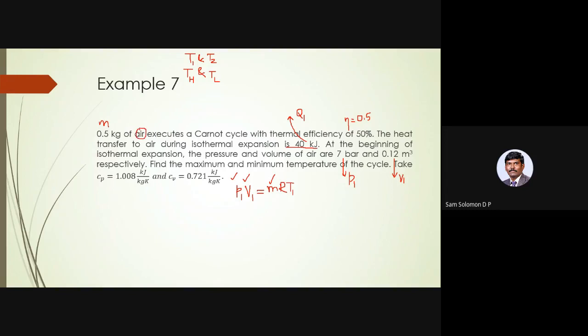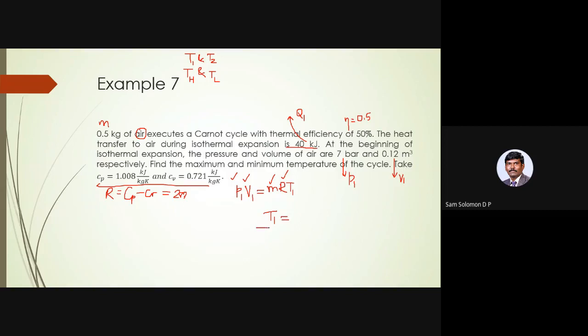So you will be in a hurry to write R equal to 287, but be careful, Cp and Cv values are given. Luckily in this particular case, Cp minus Cv is still 287. 1008 minus 721 is still 287. So if you haven't looked at it and have substituted 287, you will be lucky to get the same answer. But whenever Cp and Cv values are given, please pay attention to that, get the value of R, then substitute it in the equation. Now you will get the value of T1.